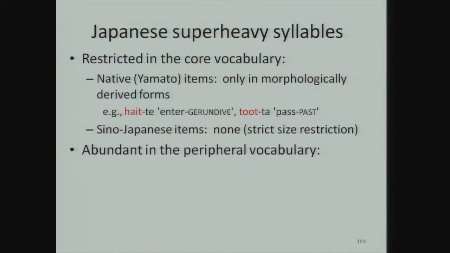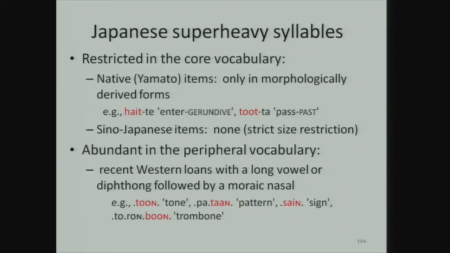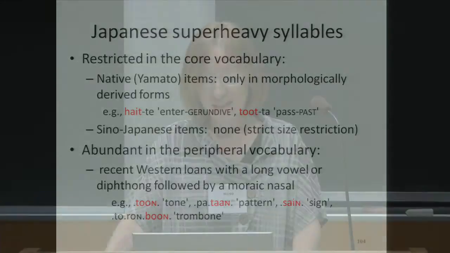However, these super heavy syllables are abundant in the peripheral vocabulary, namely in Western loans, with a long vowel and diphthong followed by a moraic nasal. So tōn is super heavy, pain, sign, and so on. Okay, and in such recent loans, there are actually a lot of these super heavy syllables.